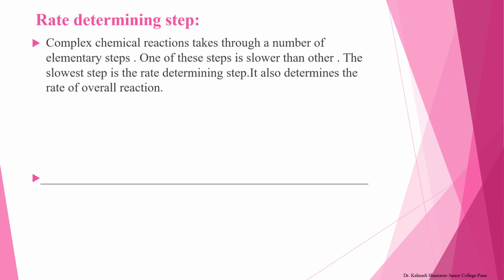For understanding rate determining step, complex reactions take place through a number of elementary steps, as we have seen in the case of the chocolate formation. One of these steps is slower than the other. The slowest step is the rate determining step. It also determines the rate of overall reaction. Let us see this example.